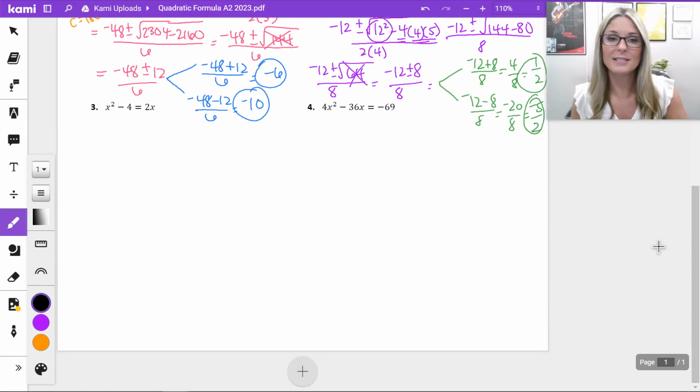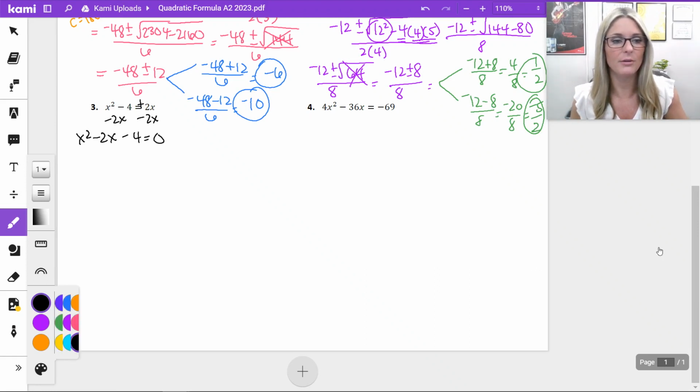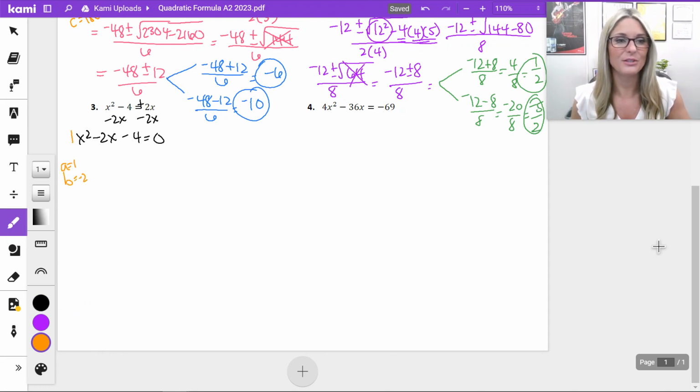Number 3 also is not written in standard form yet, so that's positive 2x. I'm going to subtract 2x from both sides, rewriting it as x squared minus 2x minus 4 equals 0. That identifies my a value as 1, right? B is negative 2, and c is negative 4. So as we plug into the quadratic formula, negative b plus or minus the square root of b squared minus 4ac, all divided by 2a.